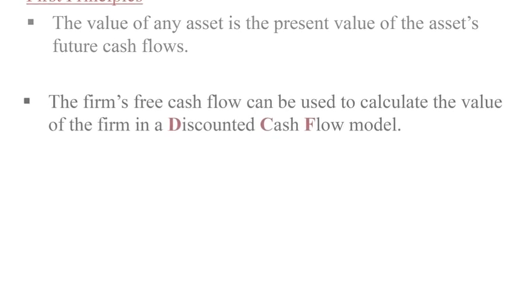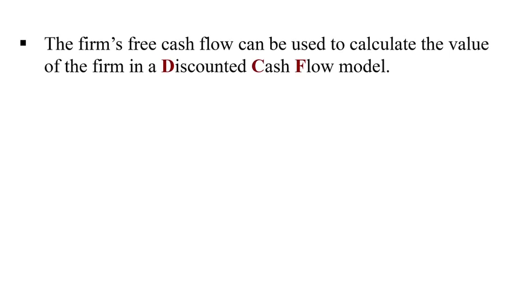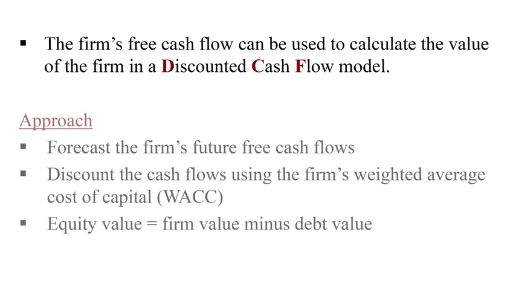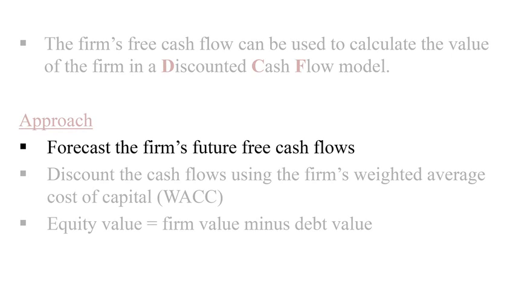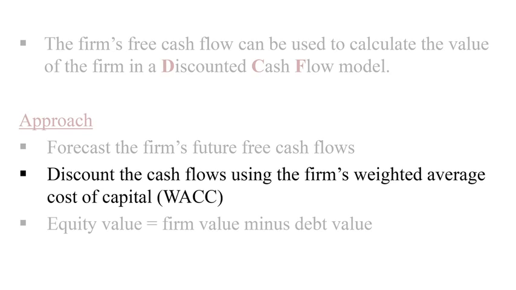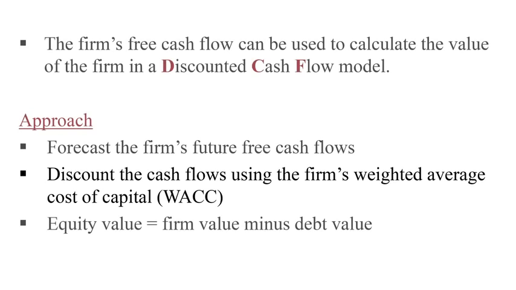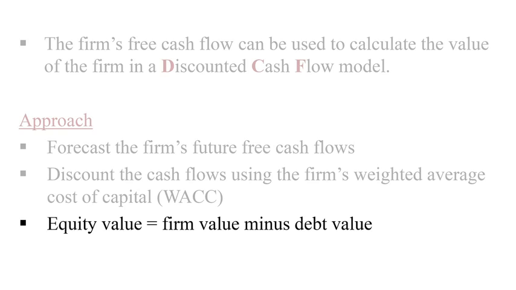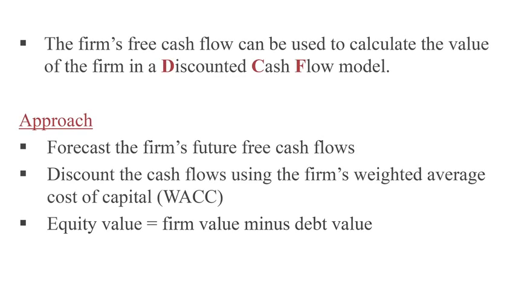In the discounted cash flow or DCF model, we simply use the firm's free cash flows to calculate the value of the firm. Our approach is to forecast the firm's future free cash flows, and then we'll discount those back using the firm's weighted average cost of capital as our discount rate. This provides the value of the entire firm. And then we calculate the equity value by subtracting out the debt value, since debt holders get paid first.